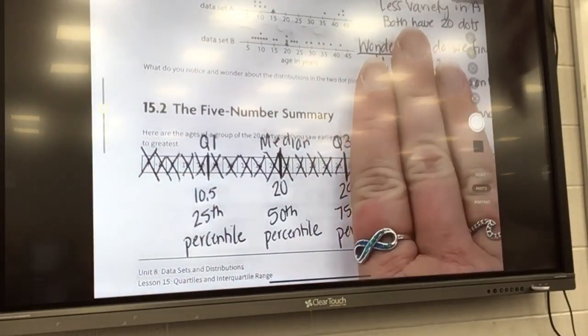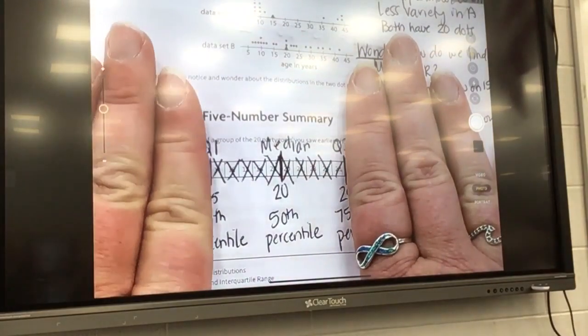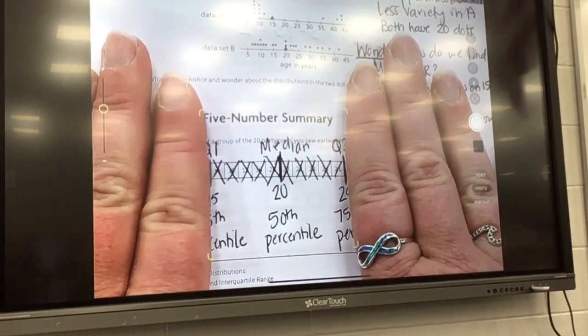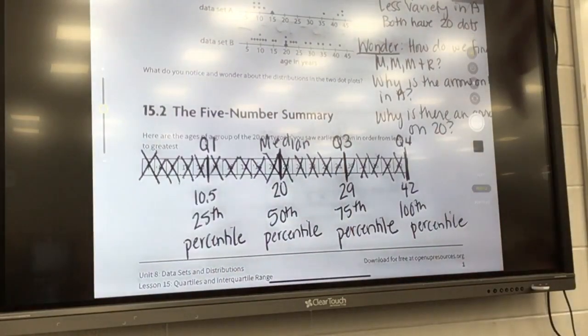Well, what if I take away 25? How much do I have left? What if I take away another 25? How much do I have left? So the IQR, or your interquartile range, is what percent of your data? 50%. It's the middle 50%. Does that make sense to you guys? So you see what I did? How many of you are like, I didn't really see what you did? You want me to do it again?